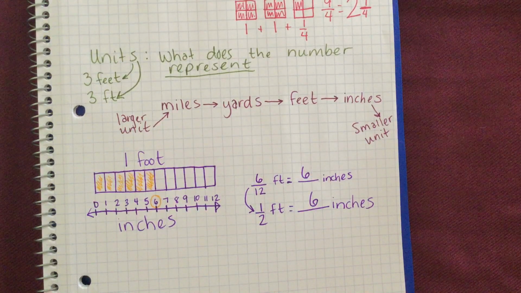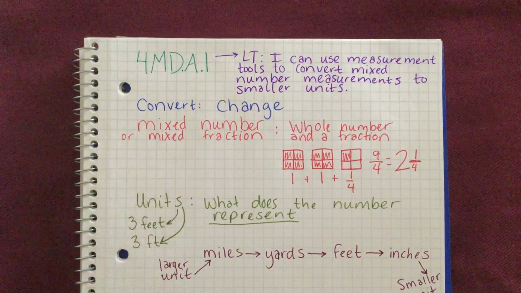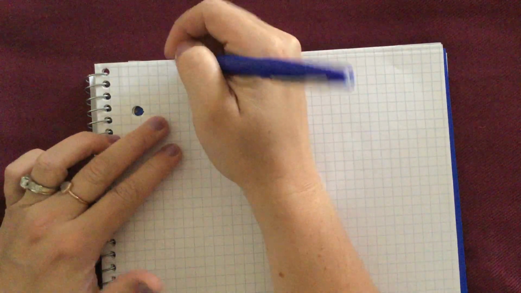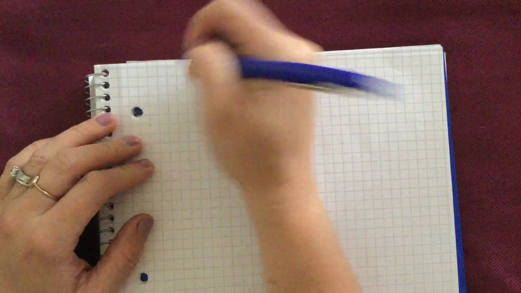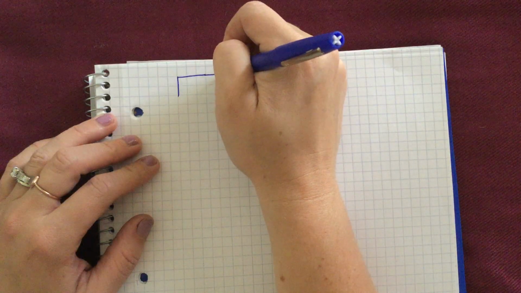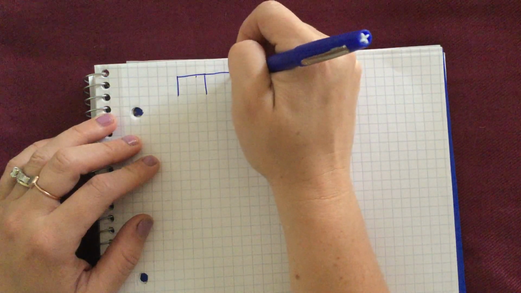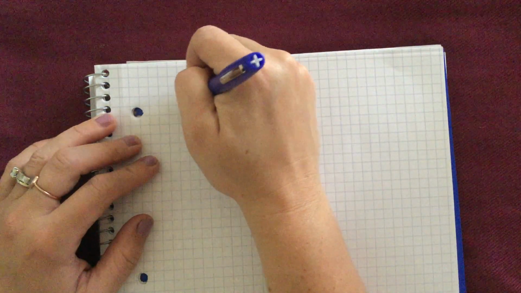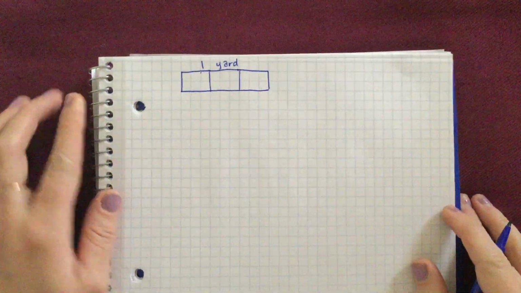So what if we were asked about a bigger mixed number? Let's go back to our tape diagram. I know that a yard is 3 feet. So I'm going to draw my tape diagram like this. I'm going to draw it a little bit bigger. So let's say this is 1 yard. Okay, this represents 1 yard.